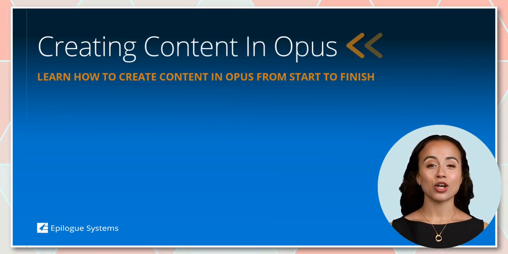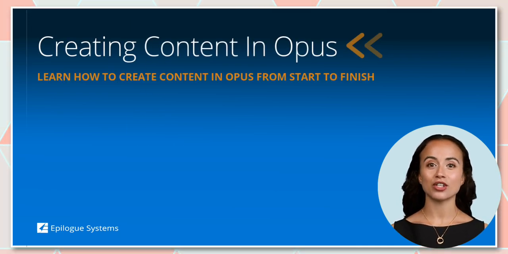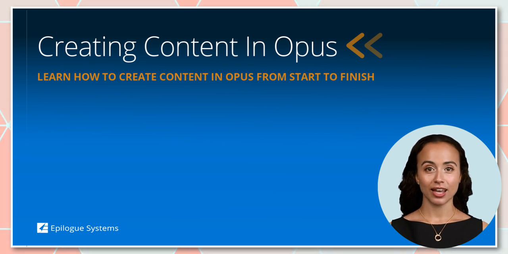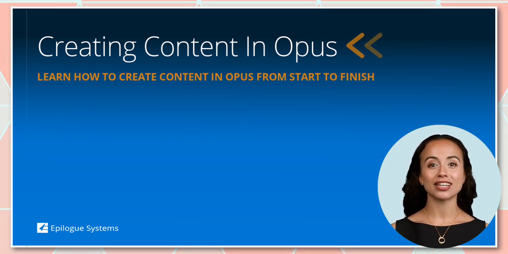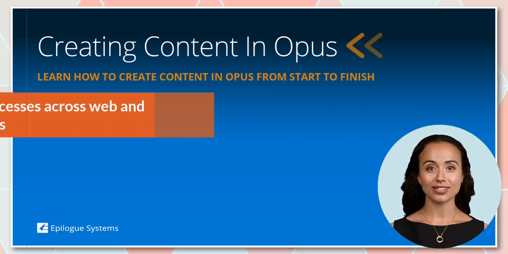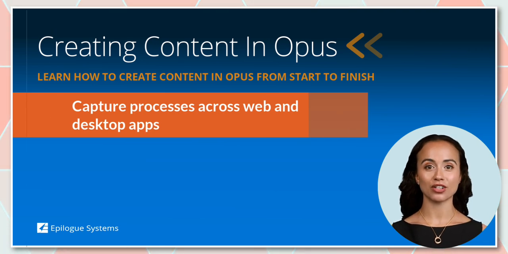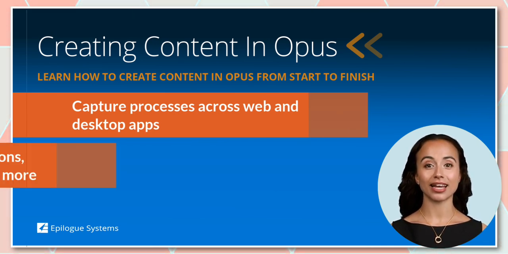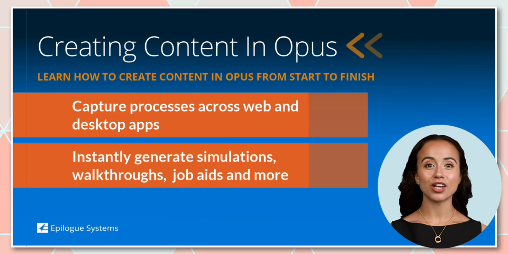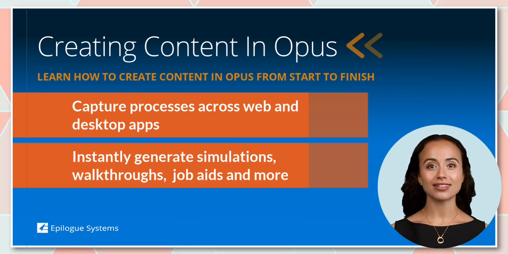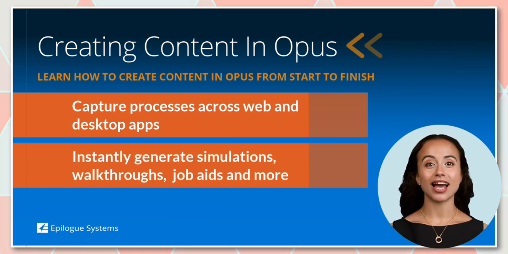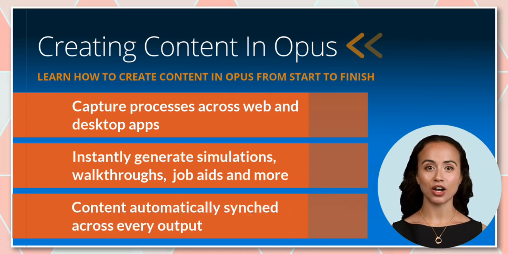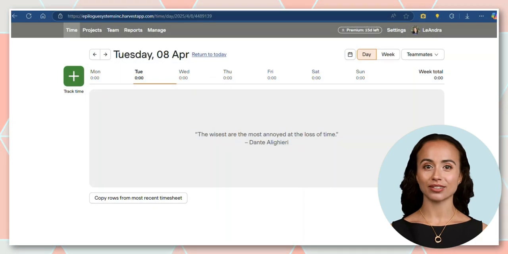In this video, we'll show you how to create content in Opus from start to finish. I need to create clear, accurate training fast. With Opus, I can capture processes across web and desktop apps and instantly generate simulations, walkthroughs, job aids, and more. Content is editable in one place and is automatically synced across every output. Let me show you how it works.